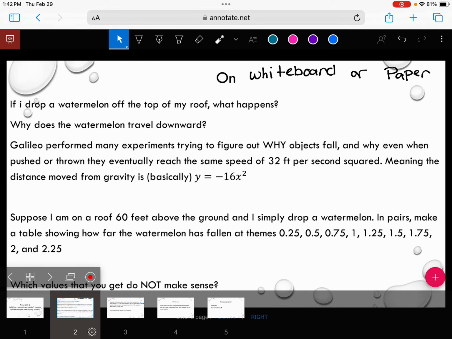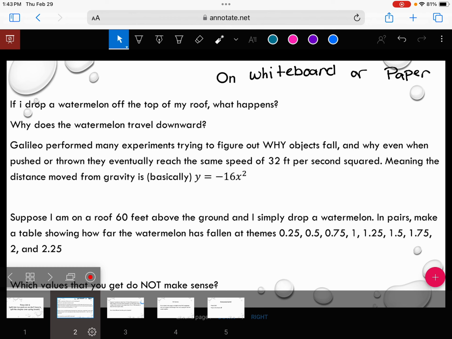Get to do another visual aid today. So if I drop a watermelon or a football off the top of my house, what happens? It falls. Why? Gravity. So we're going to talk about gravity for a little bit.